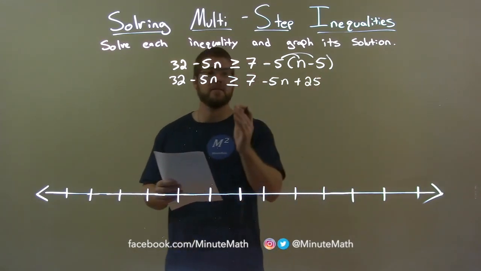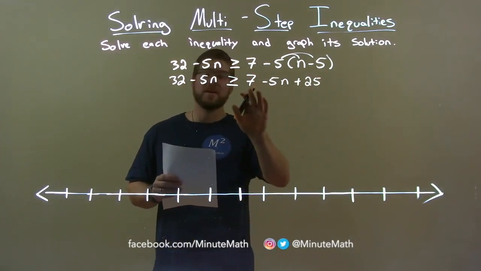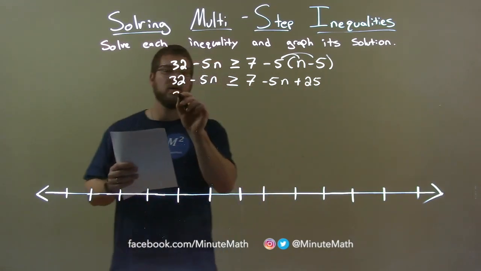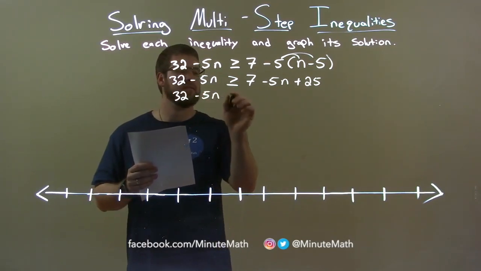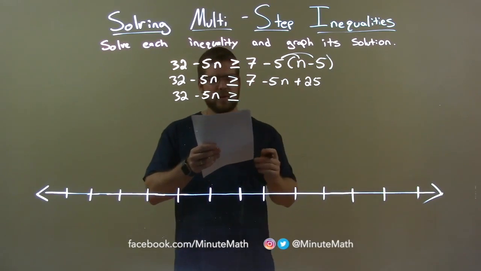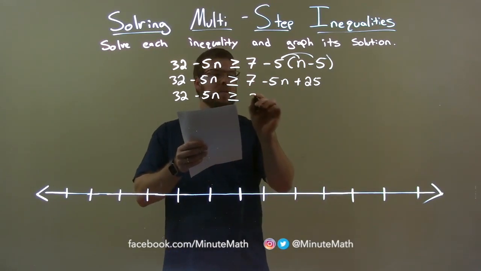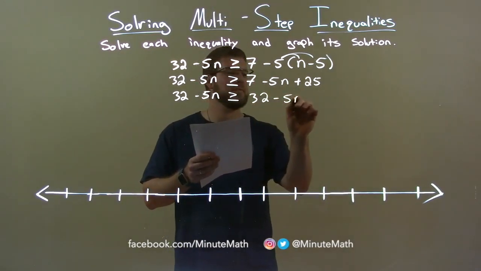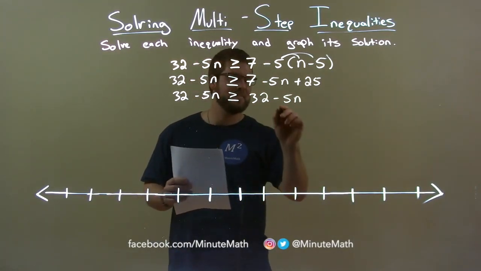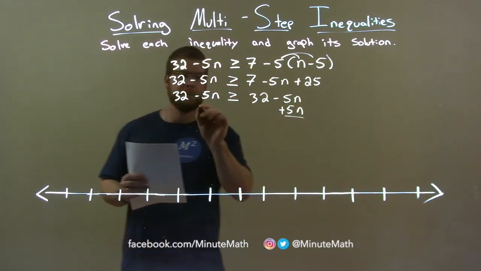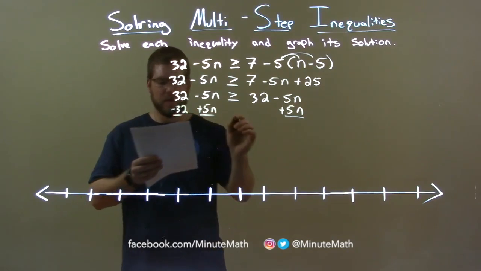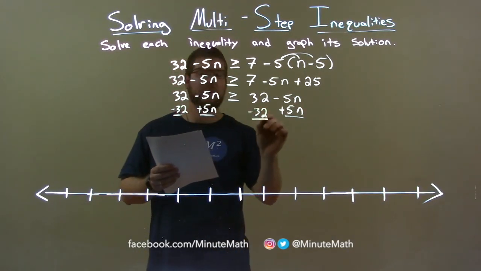All right, let's combine our like terms. Oof, forgot the numbers. On the right, we have 7 and 25 come together. So 32 minus 5n stays where it is, and it's still greater than or equal to, and 7 plus 25 comes out to be a 32, and it's minus 5n. So now let's bring our n's to the left, our numbers to the right. Add 5n here, 5n there, and we subtract 32 here, and subtract 32 there.